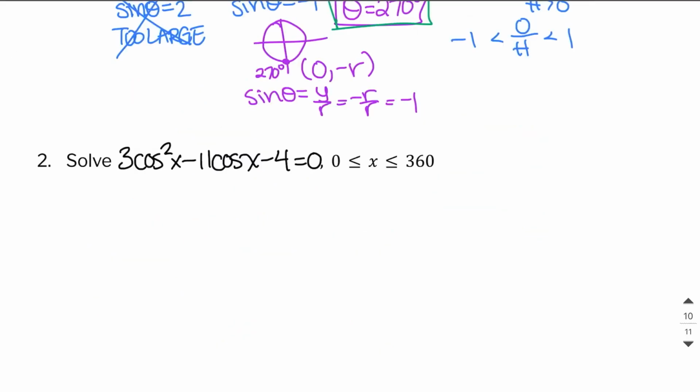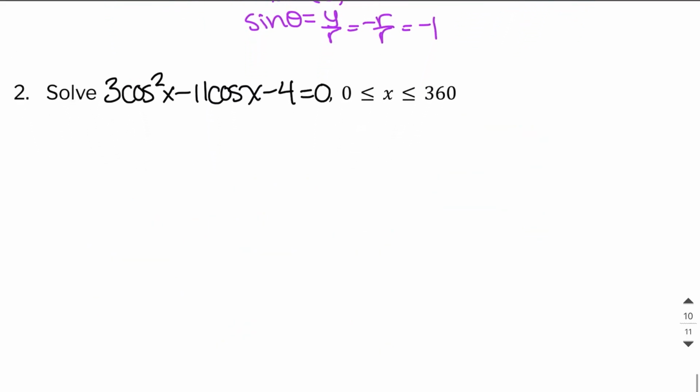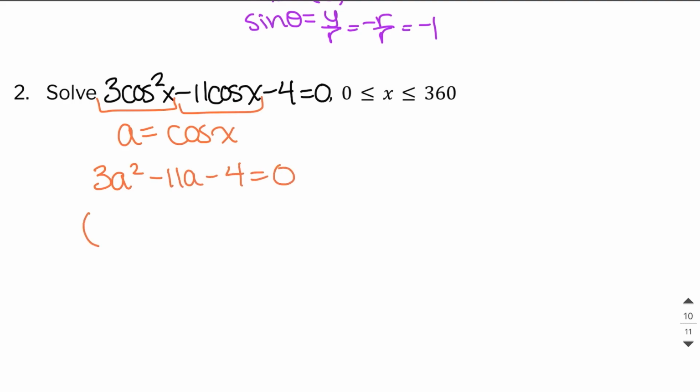Okay, so in this example right here, I'm going to do the same exact starting point that we did before, where I'm going to do my a substitution. So we're going to say a is cosine of x. So to rewrite this, this would be 3a squared minus 11a minus 4 equals 0. So now I would factor and solve this right here.